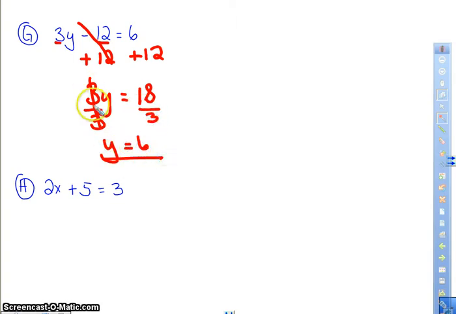And once again, you can plug it in and check. 3 times 6 is 18. 18 minus 12 is 6, so that checks out.